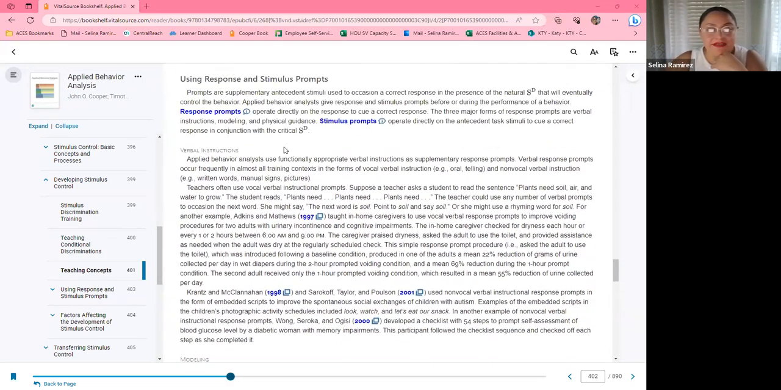Does anybody have any examples or maybe any mock questions that you have encountered where they gave you a stimulus prompt or response prompt?